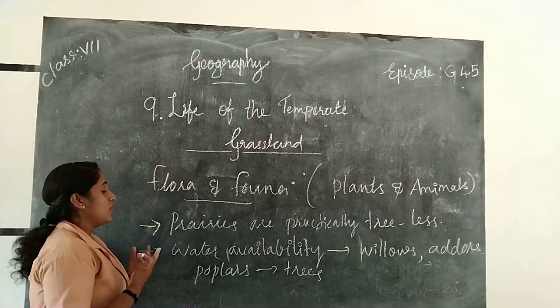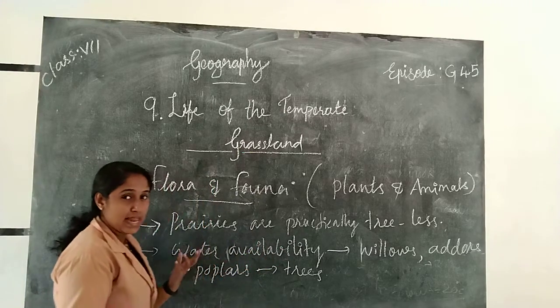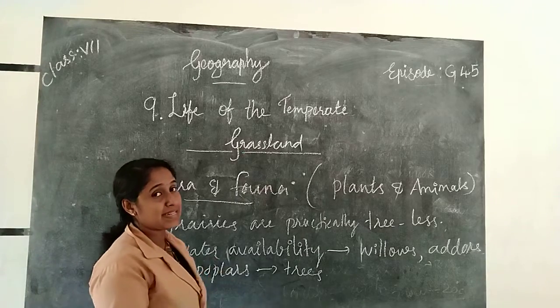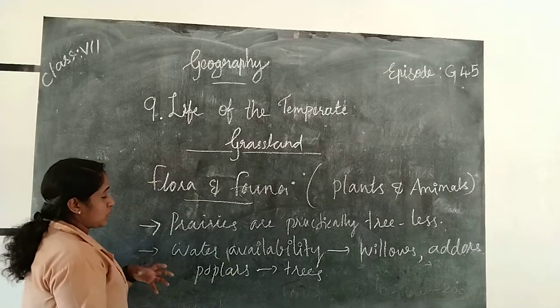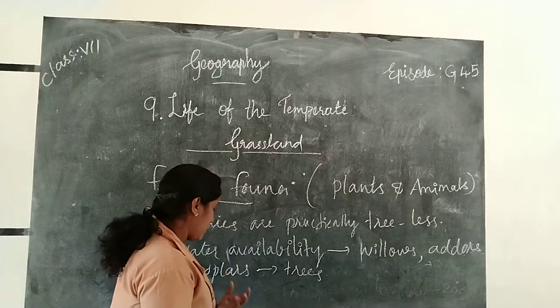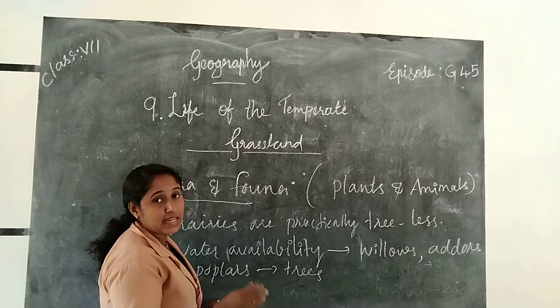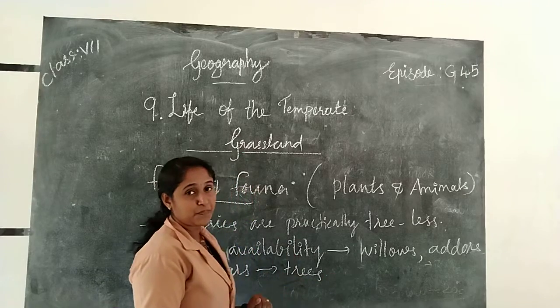Prairies are practically treeless land, but sometimes there is water availability in such places. Because of the water availability, trees like willows, alders and poplars can be seen in this kind of region.